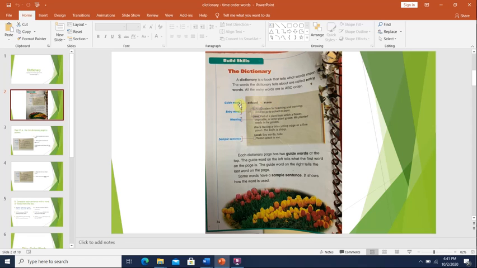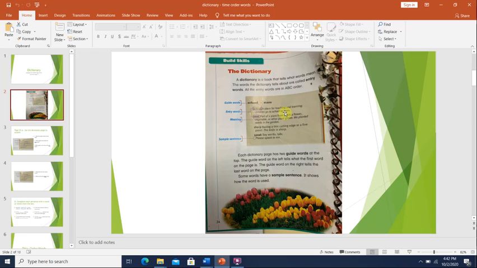What are entry words? Entry words are the words that are listed in order, and you will know the meaning. If I go here and see the word school, what will come after school? The meaning or the definition. After the word, you'll find a sentence that tells you what this word means. If I read school, a place for teaching and learning. School, a place for teaching and learning. This is the meaning or the definition of the word school.